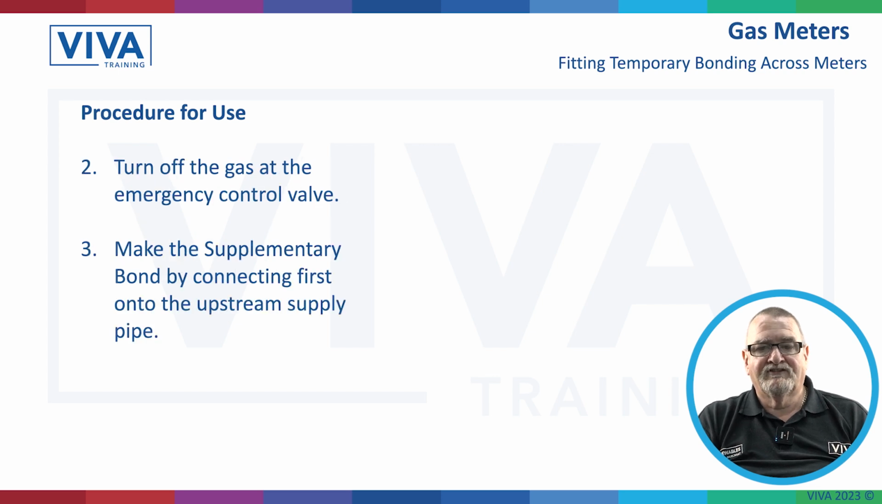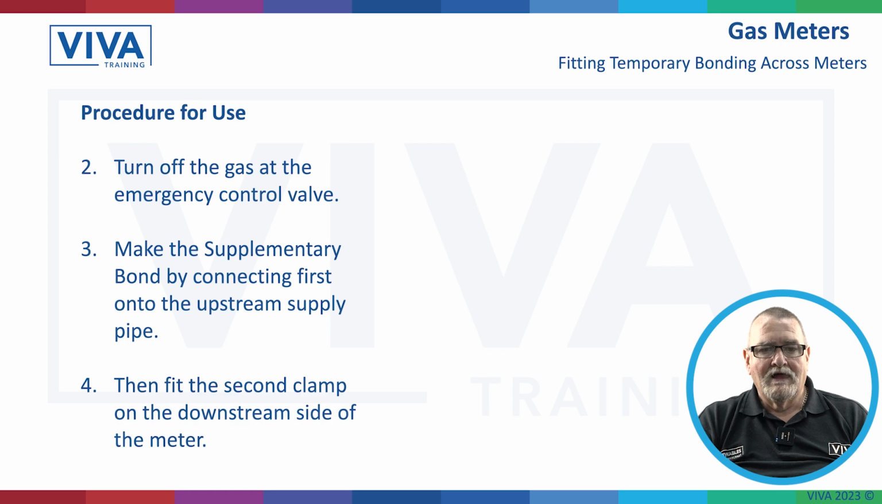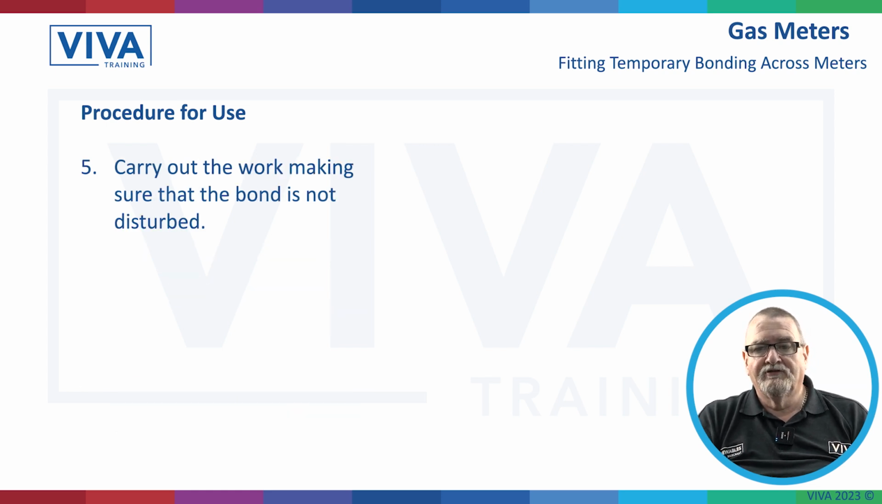So the first thing we're going to do is connect the temporary continuity bond upstream, so back down towards the gas meter, round about where the ECV, the emergency control valve, is. That's the first connection, and then we'll connect downstream, which is the customer's pipework. So we're going to connect it on in an appropriate place. As I've just said, we're going to go upstream first, then downstream. So once we've got the bond on, we can remove the meter without fear of any sparks.